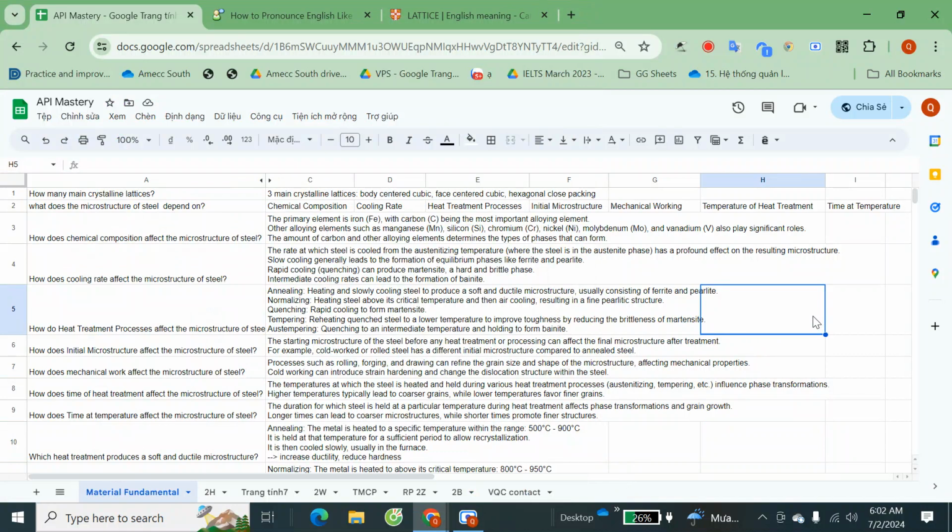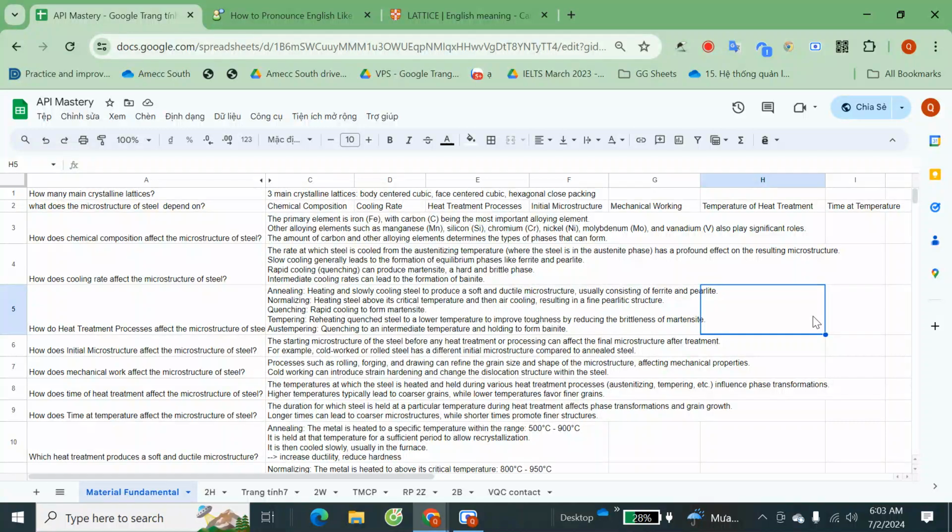How many main crystalline lattices? Three. Three main crystalline lattices: body centered cubic, face centered cubic, and hexagonal close packing.